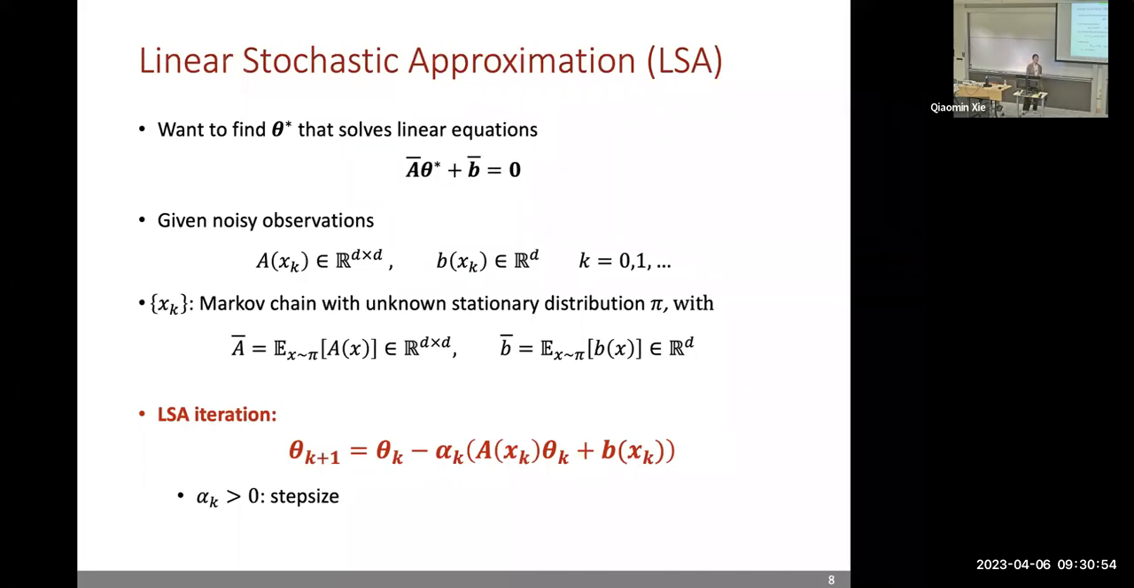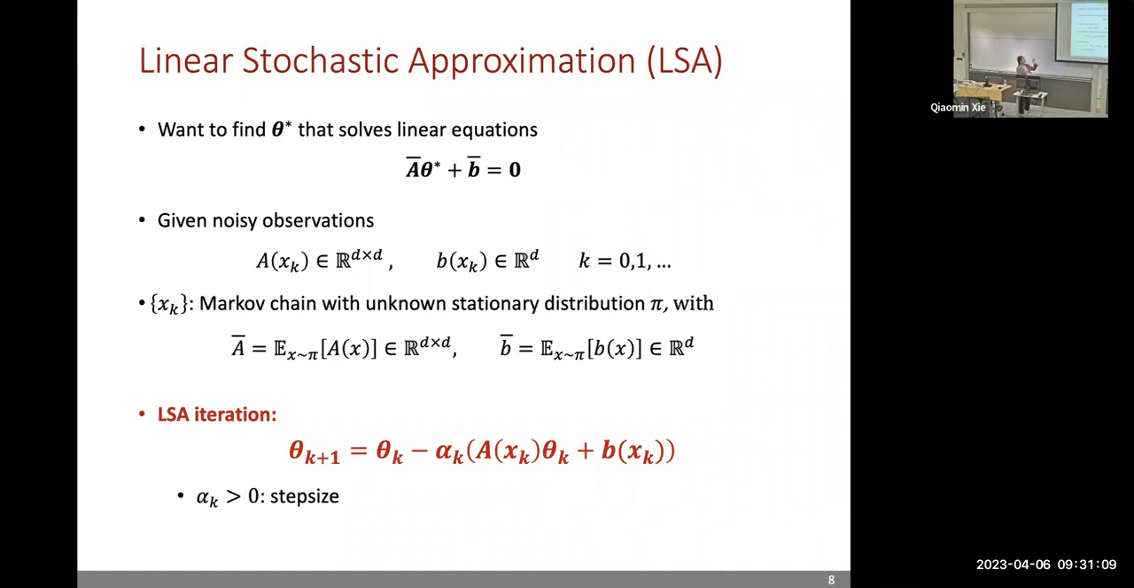Any other questions at this moment? Okay. So this is the iteration we are going to focus on in this talk, and we will focus on the constant step size.